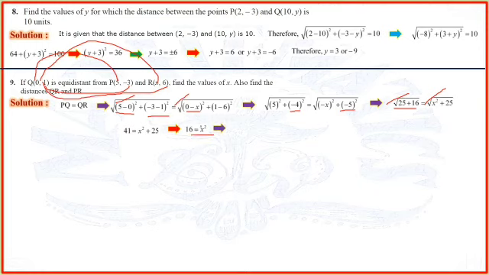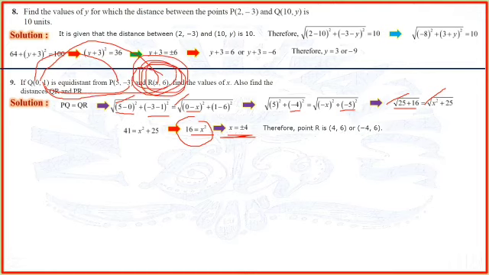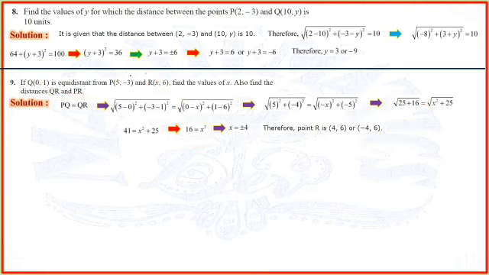So x, taking square root of both the sides here, x is equal to plus minus 4. Either x is equal to plus 4, and then the value of this 6 will be 6 only, (4, 6), and then the other value is (minus 4, 6). So these are the 2 points we were looking for. Therefore point R is either (plus 4, 6) or (minus 4, 6).